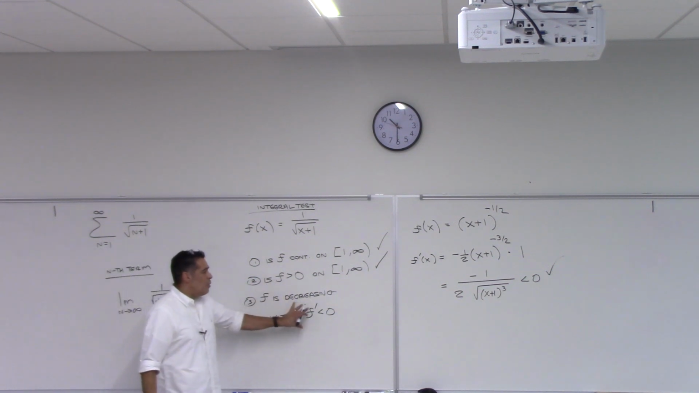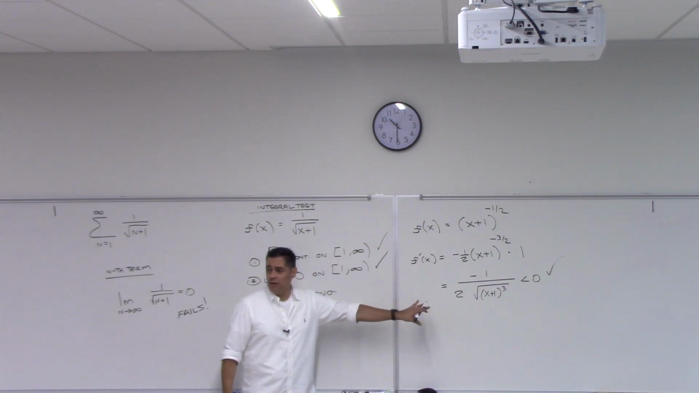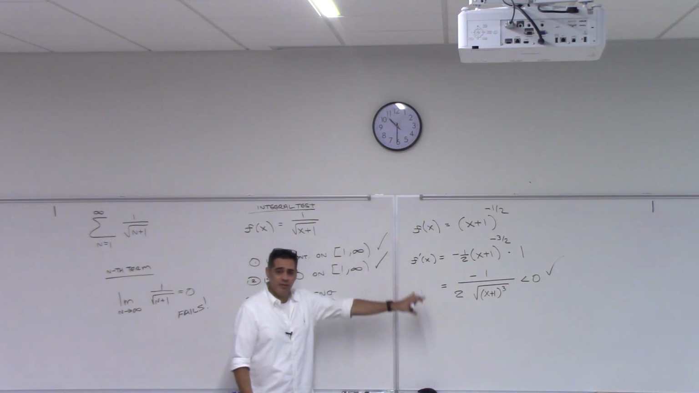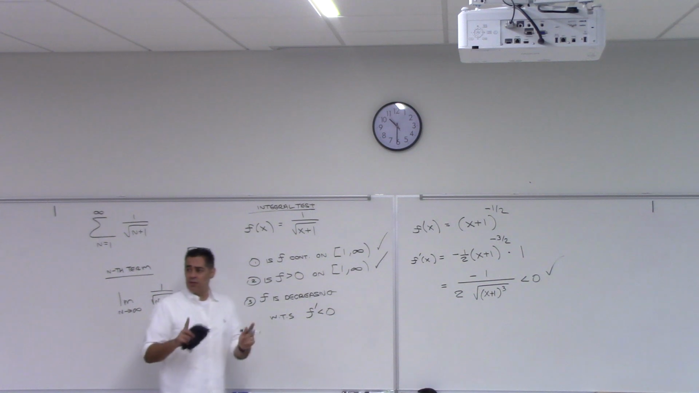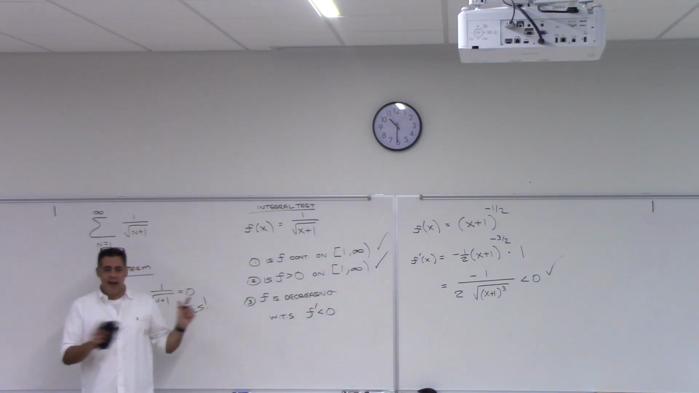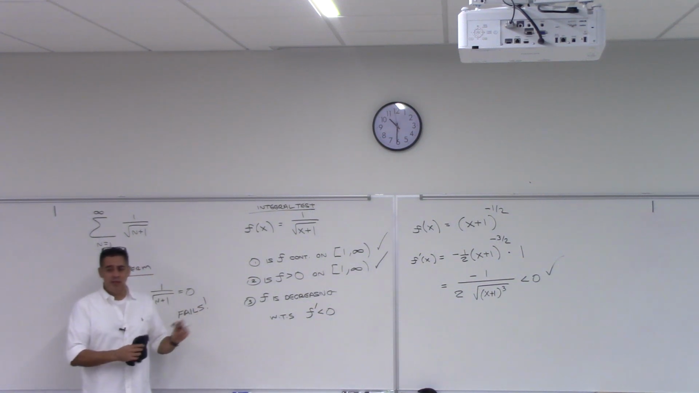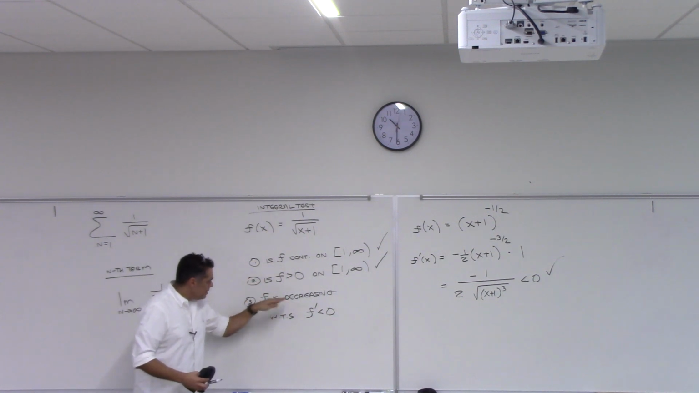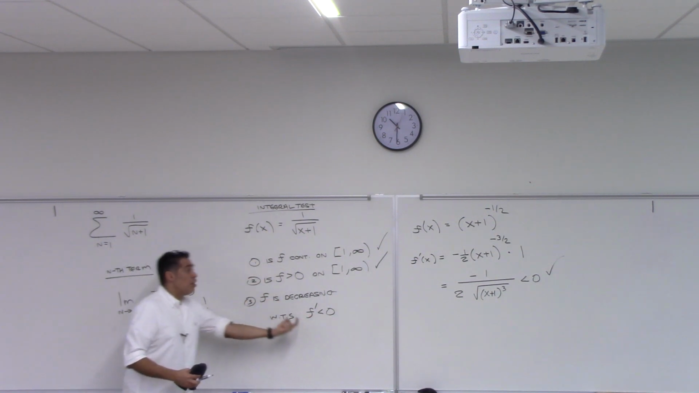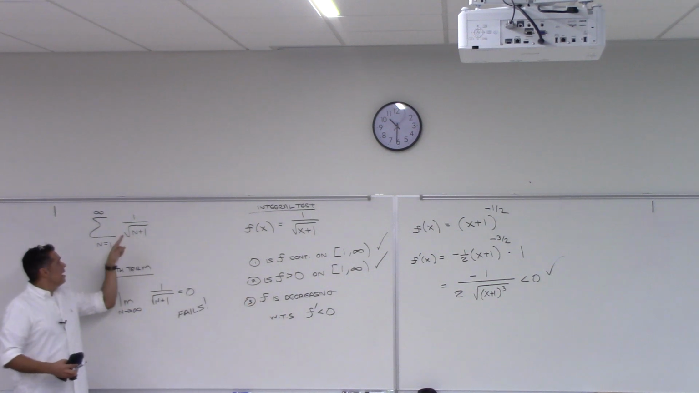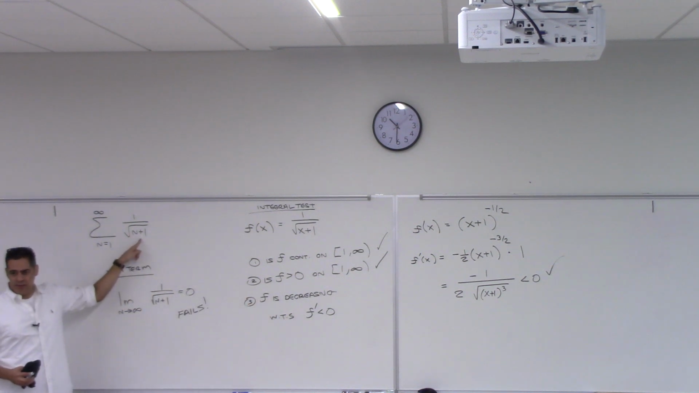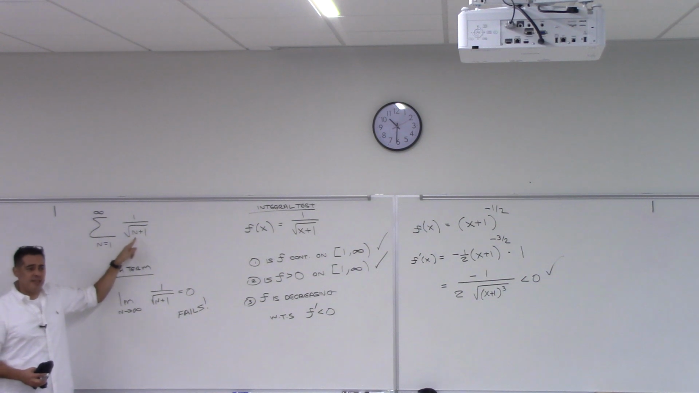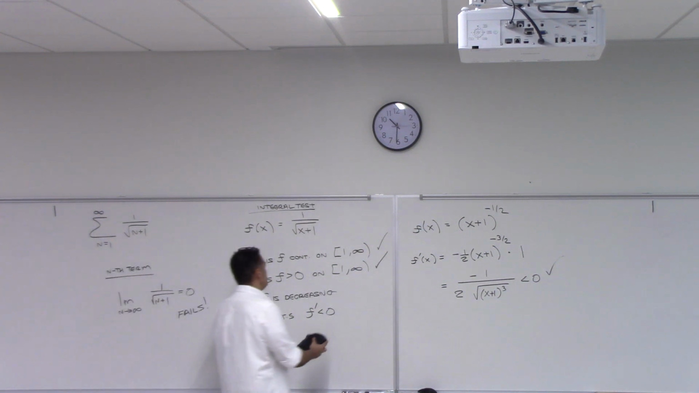Now, sometimes showing this is hard, okay? Showing it's decreasing by taking the derivative. So I want to show you your second option as to how to show something decreases. And that is, instead of looking at the function and showing that the derivative is negative, we're going to go back to the sequence and show the sequence decreases. All right? So we're done here, but I'm going to show you a second option.